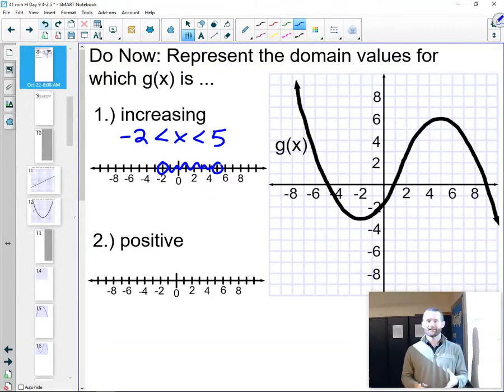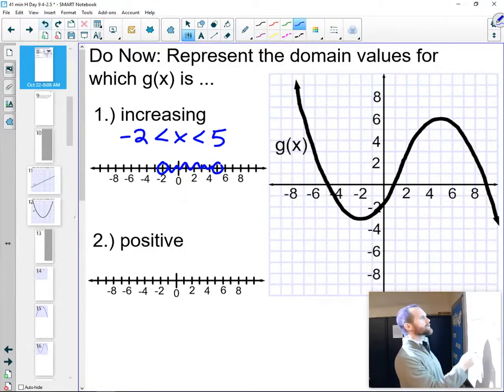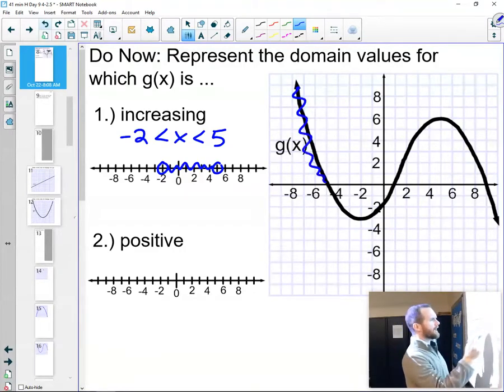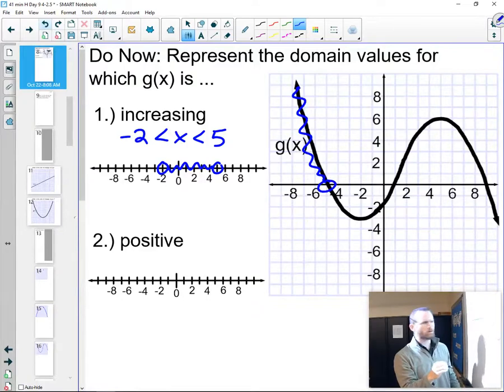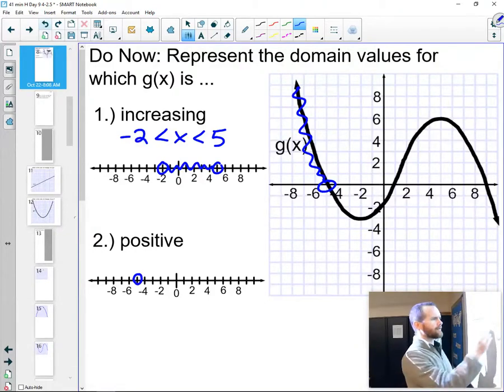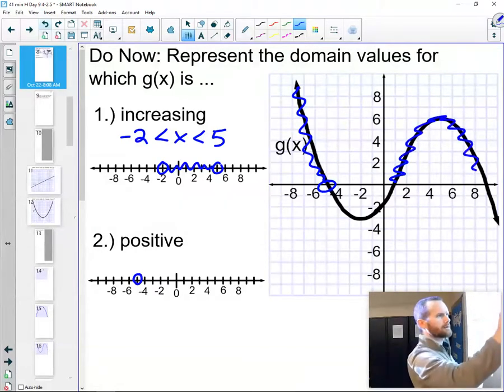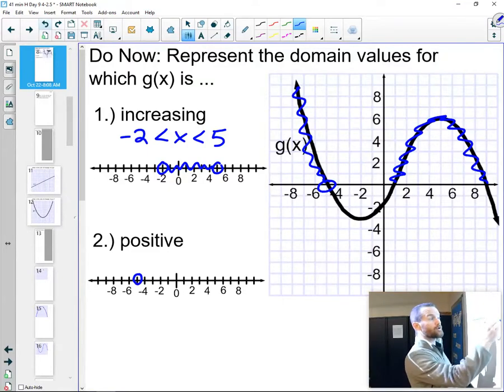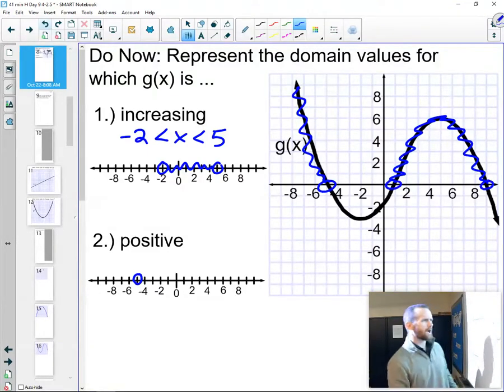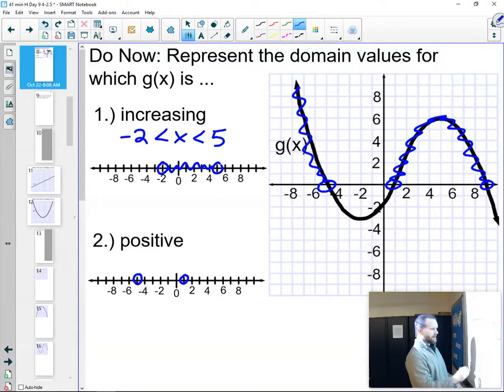Let's take a look at number 2 next, which is where we need to represent the domain values for which the function is positive, or the g of x values are positive. So let's see, positive is above the x-axis. So this part of the function is above the x-axis. So right there, that point is going to be important. Let's circle that right now. That's a -5. Where else are we positive above the x-axis? Well, this section is above the x-axis, and we've got 2 points there. So what is that? +1 and a 9.